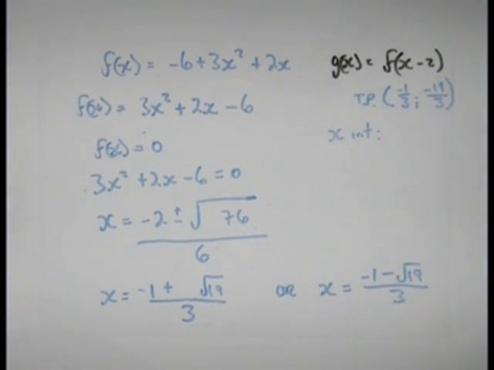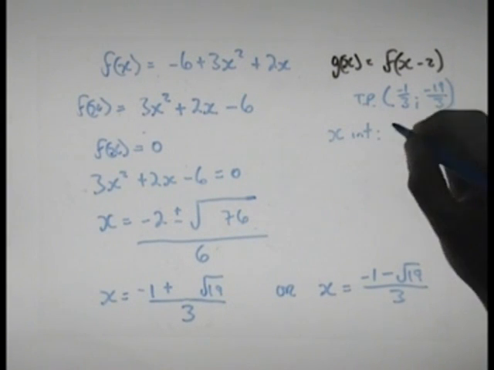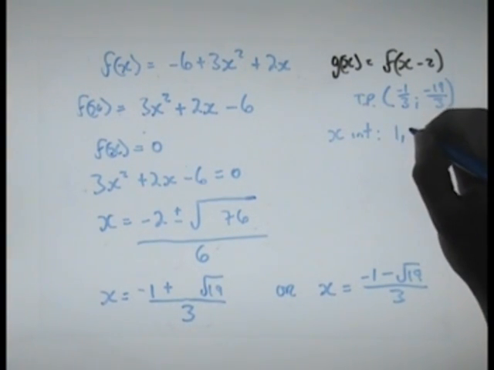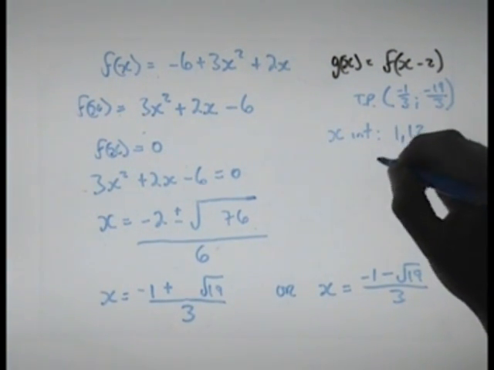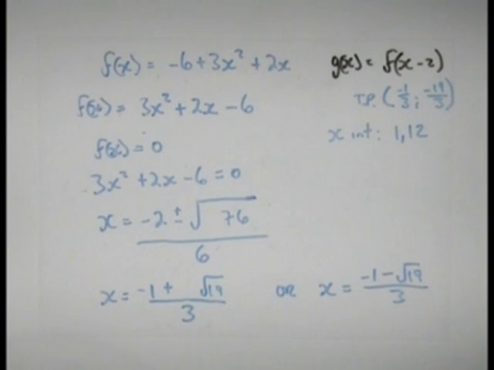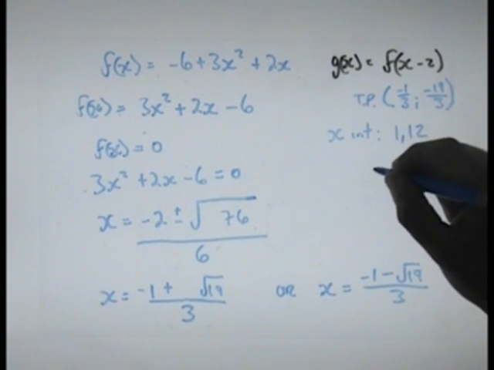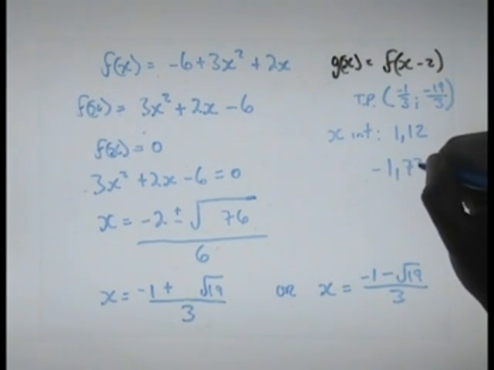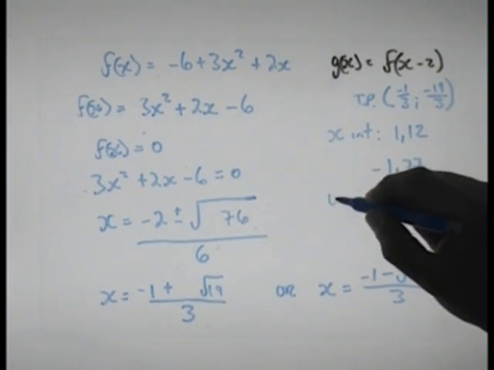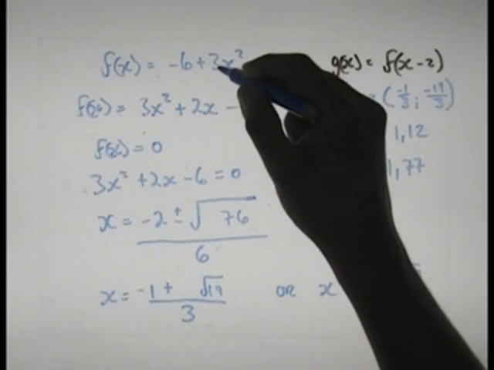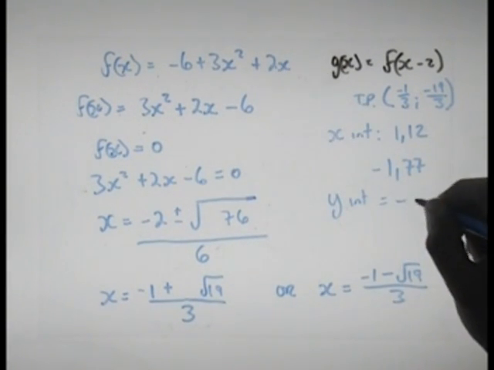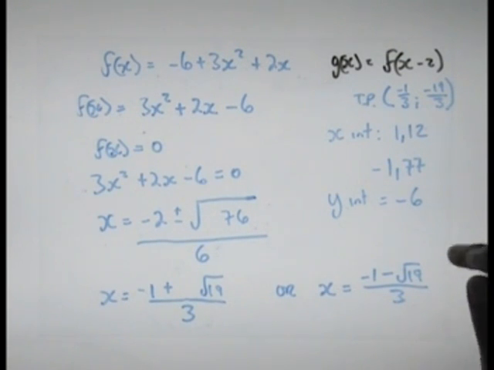What I'm going to do is simplify this, take it out of its third form, and put it into decimal form, which is going to give me an answer of 1.12. My one x-intercept is x is equal to 1.12. My other x-intercept is going to equal negative 1 minus root 19 over 3, which is going to be negative 1.77. My y-intercept happens when x is equal to 0, which will be at negative 6. I can now sketch this graph.